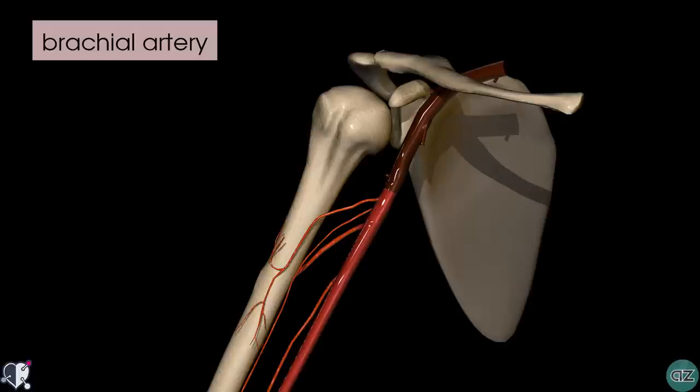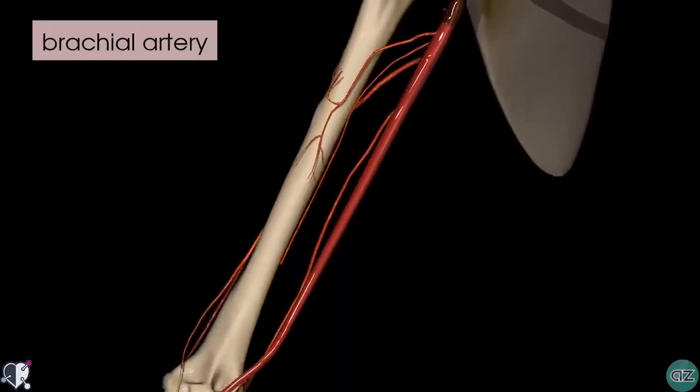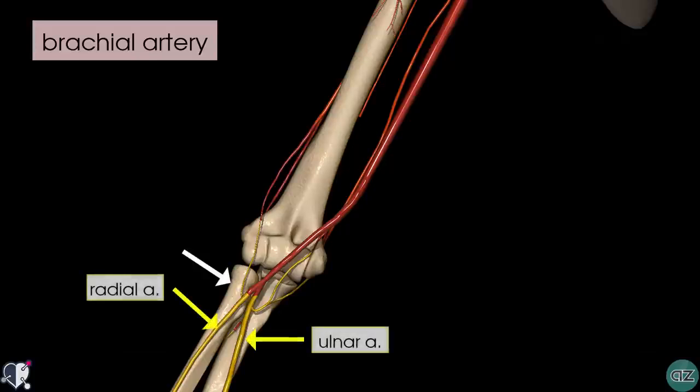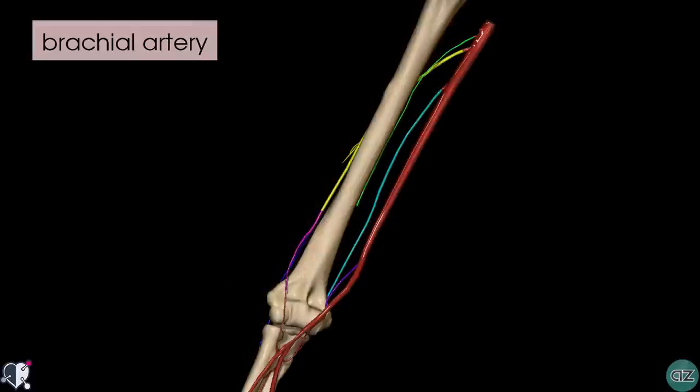The brachial artery runs down the arm to end at the level of the neck of the radius, where it then divides into the radial and ulnar arteries. The brachial artery runs a superficial course just below the deep fascia, and it gives off 4 branches.